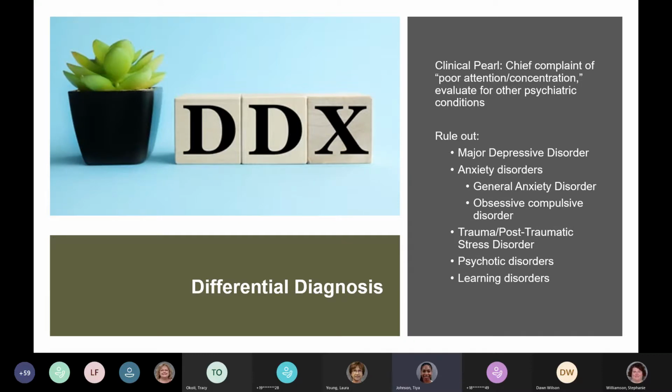Psychotic disorders can also affect attention and concentration. Symptoms of poor focus and attention can be prominent in patients when they are experiencing hallucinations and/or disorganized thinking associated with psychotic disorders. And then learning disorders.